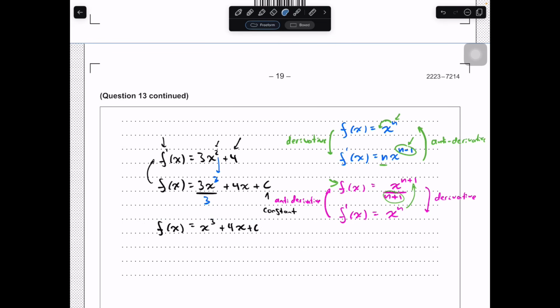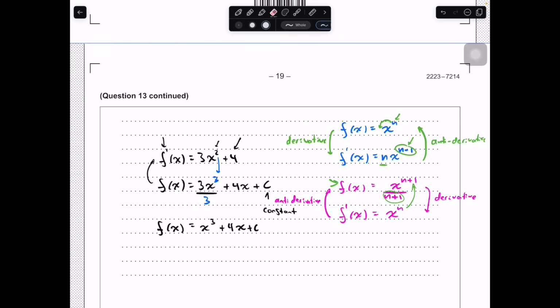Okay, and then lastly, to be honest, I actually think this is quite a good idea: just differentiate this. Find out what f prime of x would be, and it would be 3x squared plus 4, and that would be it. And that's exactly what we have here. To be honest, that should be some good reassurance. Whatever your integral is, your antiderivative, differentiate it and see if you get back to what you originally had when you were given the derivative.